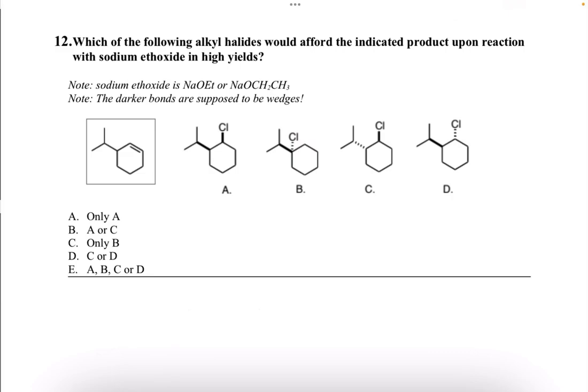Which of the following alkyl halides would afford the indicated product upon reaction with sodium ethoxide in high yields? So we are working with sodium ethoxide, which breaks down to be just like that. Now, when we're looking at that, you might recognize it a tad bit more from our organic chemistry PowerPoint. And we can see that ethoxide is a strong base and a strong nucleophile. So it is going to favor SN2 and E2 reactions.